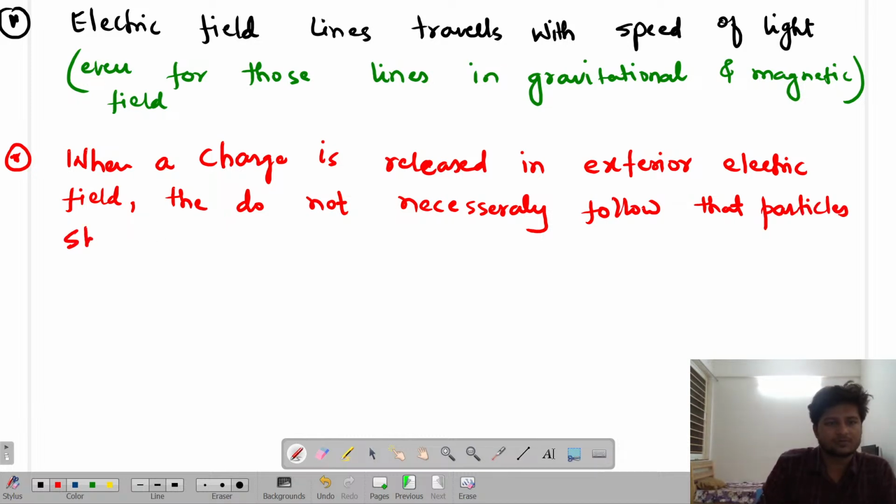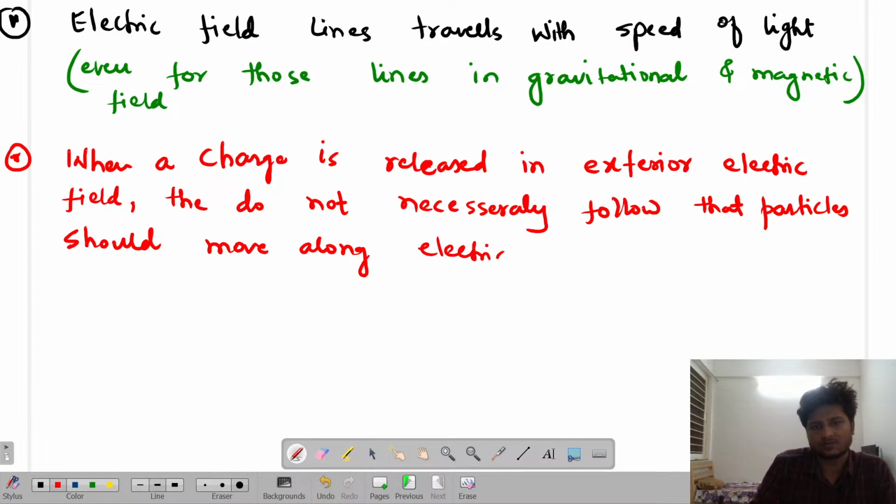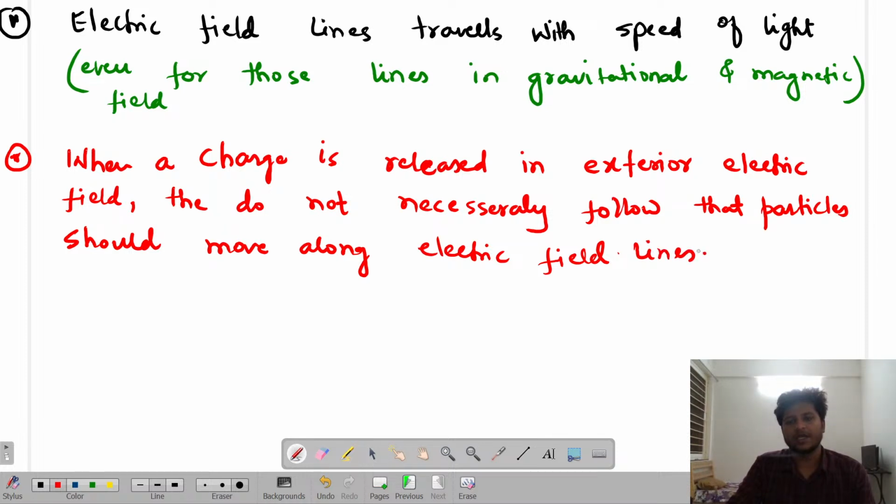They do not necessarily follow that particles should move along electric field lines. Electric field lines just represent the amount of electric field present in any direction. Is that clear or not? Are you able to get me?